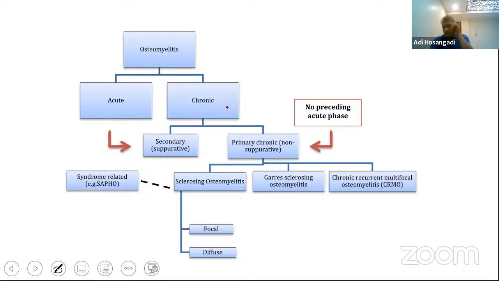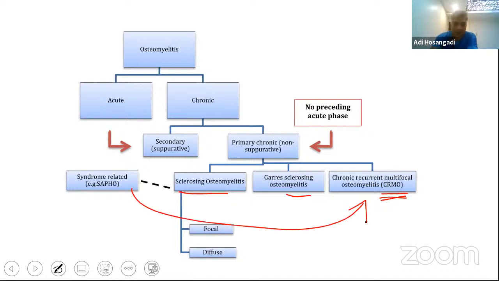In this flow chart, please remember, osteomyelitis can be either acute or chronic. Chronic, again, can be suppurative or non-suppurative. Chronic pyogenic is your regular chronic pyogenic osteomyelitis. Chronic non-suppurative means non-pus forming. It can be sclerosing, which again can be focal or diffuse. Focal means it is restricted to one place. Diffuse means the entire bone is involved. That is Garré's osteomyelitis. And then chronic recurrent multifocal osteomyelitis is one special entity. SAPHO syndrome is a part of this. If you can remember, well and good.